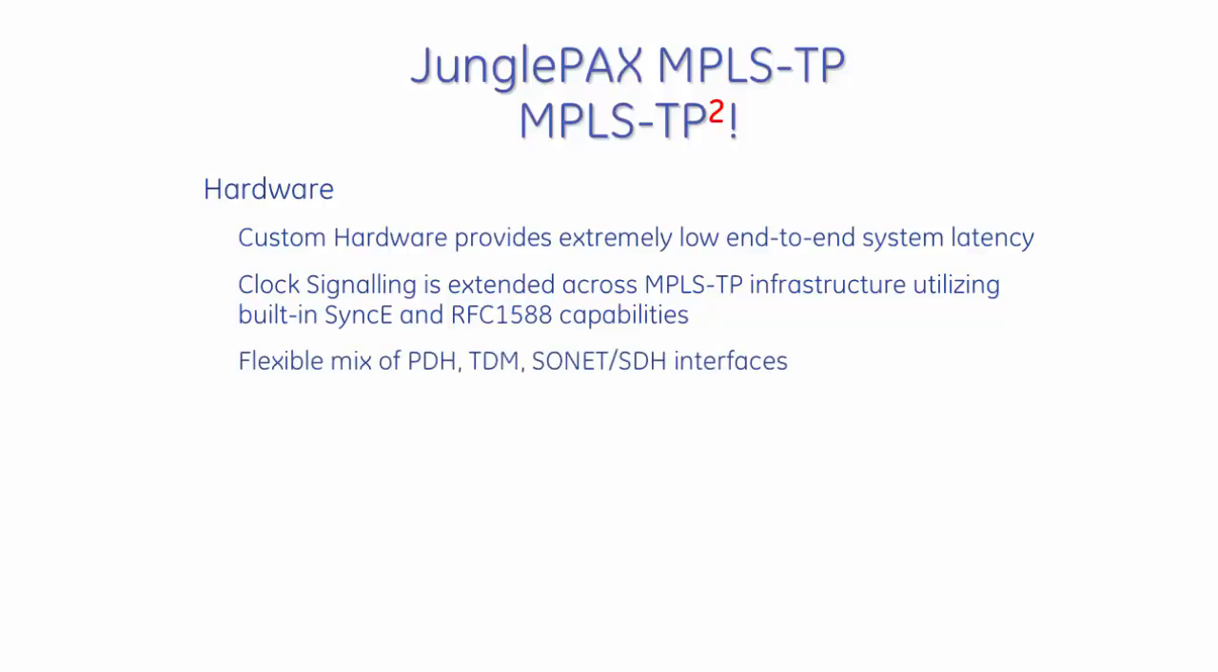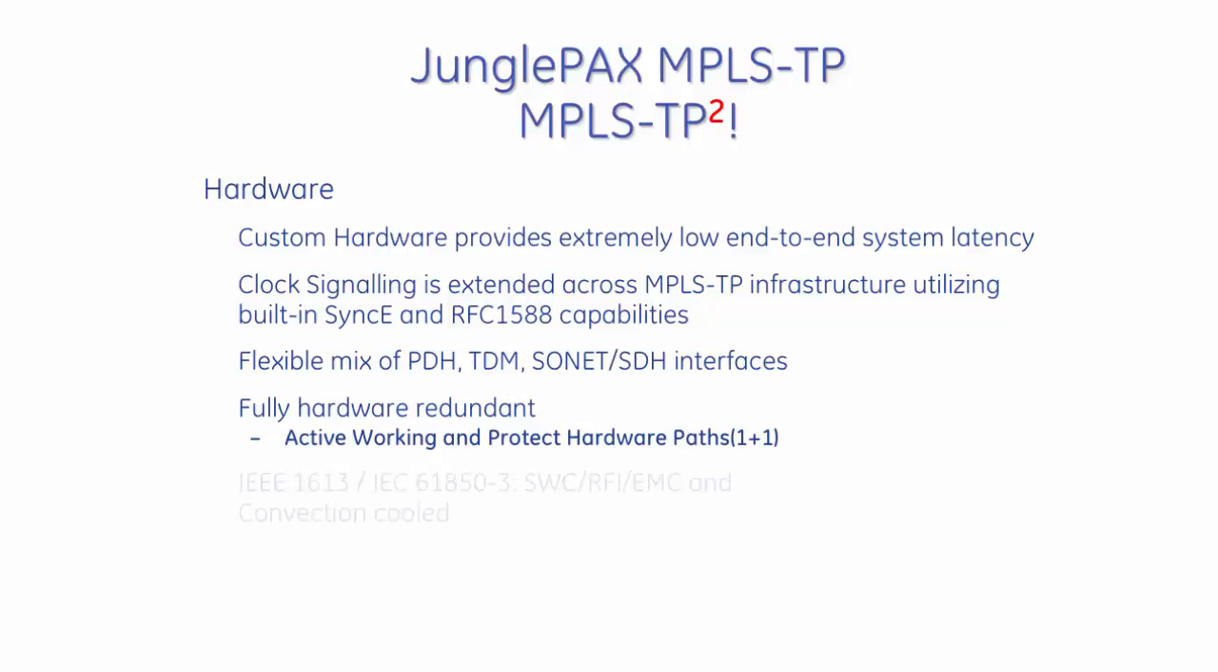There's a flexible mix of PDH, TDM, and SONET SDH interfaces on the JunglePAX. GE's JunglePAX is fully hardware redundant. This means the 1+1 support of active working and protect paths is supported in such a way that there is no single point of failure, hardware or software-wise, anywhere in the JunglePAX. Of course, with the GE JunglePAX being aimed at the utility market, and GE's close ties to that market, it supports IEEE 1613 and IEC 61850-3.